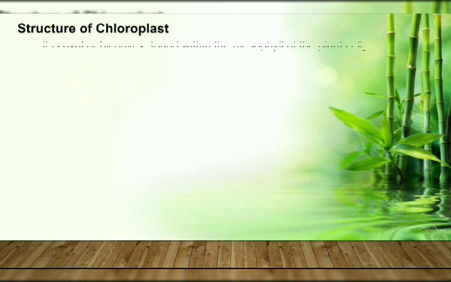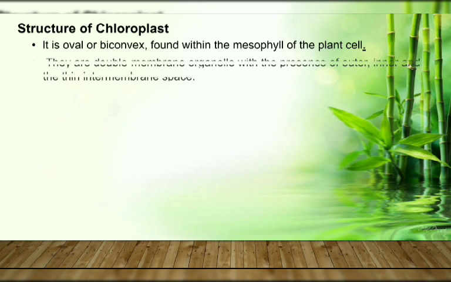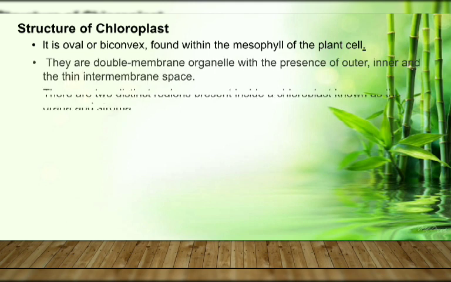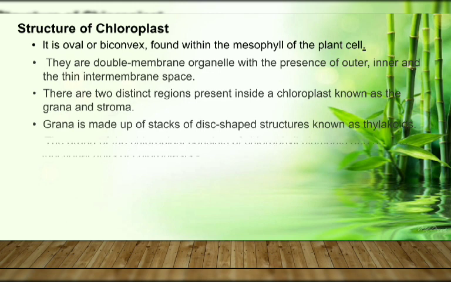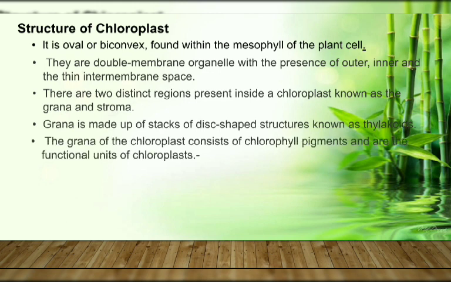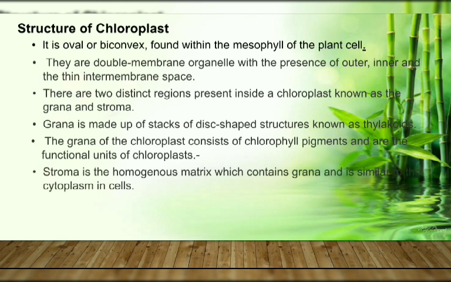Now the structure of chloroplast that I already told you first, but you see it again. Granum is the upper disc, consists of chlorophyll pigment, and is the functional unit of chloroplast. Stroma is a homogeneous mixture. Inside the stroma there are so many nutrients present, like cytoplasm, which give nutrients to all the components of the chloroplast.